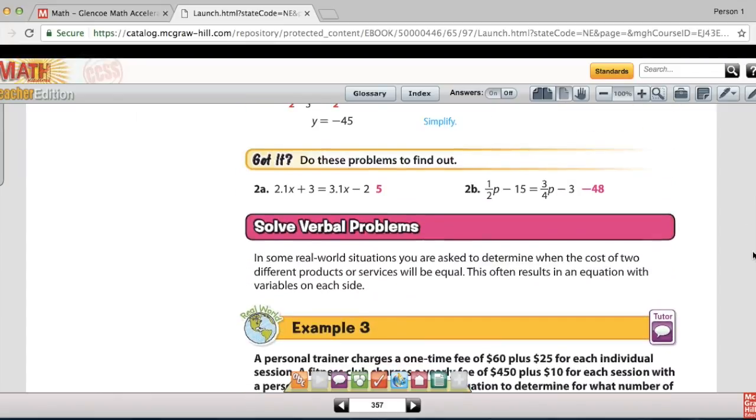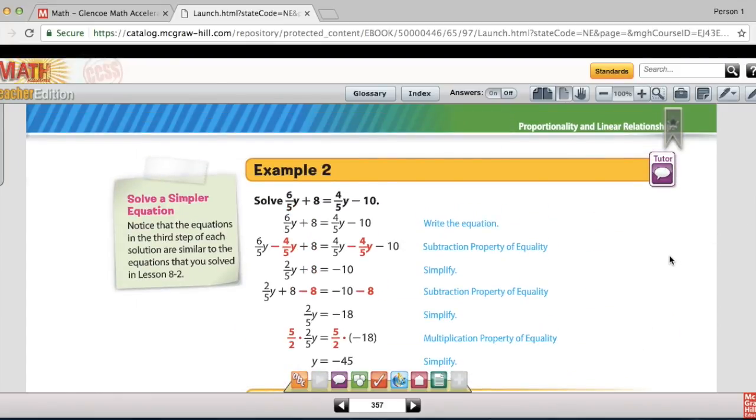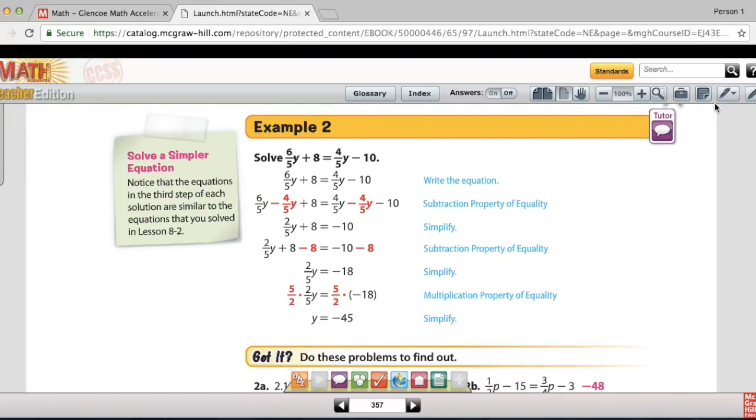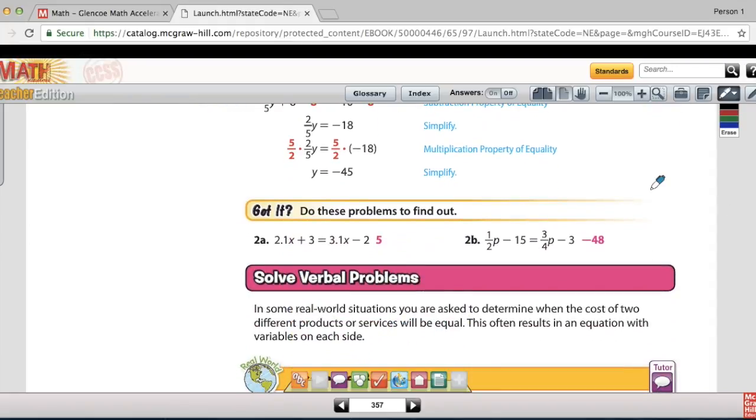At the top of page 357, we have example 2, going through, again, variables on both sides, and this time we have some rational numbers, some fractions to deal with. And when we do that, we have to worry about common denominators and so forth. So look through those steps of how they did that in the example, and let's take a look at examples 2a and 2b. Notice here we have 2.1x on the left side, and we have 3.1x on the right side.